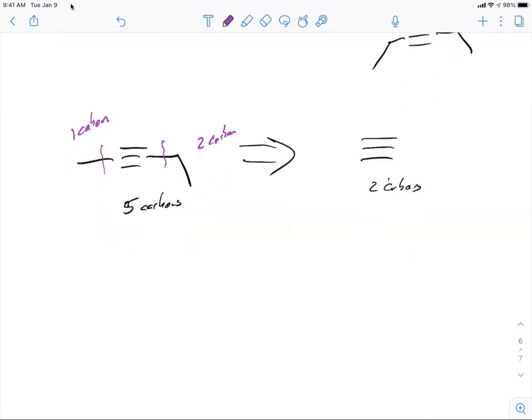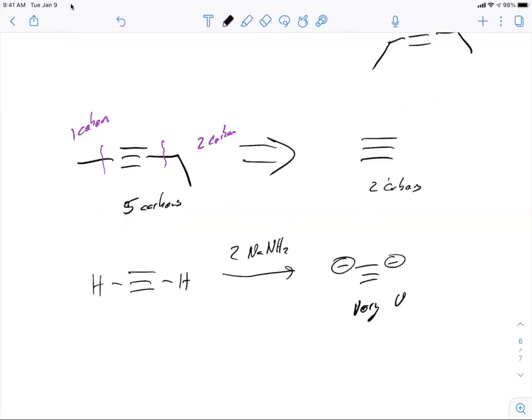Now, in this case, it's pretty obvious how we're going to have to do this. We're going to have to do one and the other, but it turns out that that is the case whenever we do this, because here's the problem. If I have this and I try to add 2 equivalents of sodium NH2 to create this species, this is very unstable, so that's not going to occur.